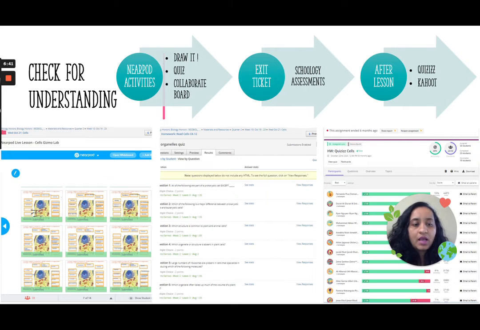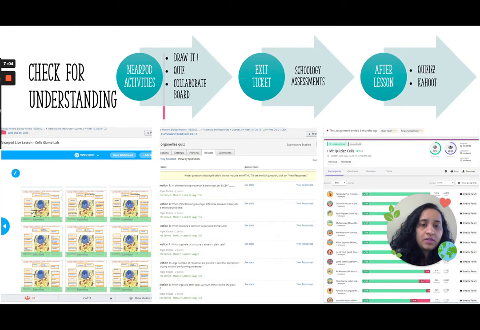I like to use Collaborate board a lot as well to activate prior knowledge, to check for understanding, to create more interaction opportunity between students so they are able to communicate with each other, share what they know with each other, and read other students' perspectives.